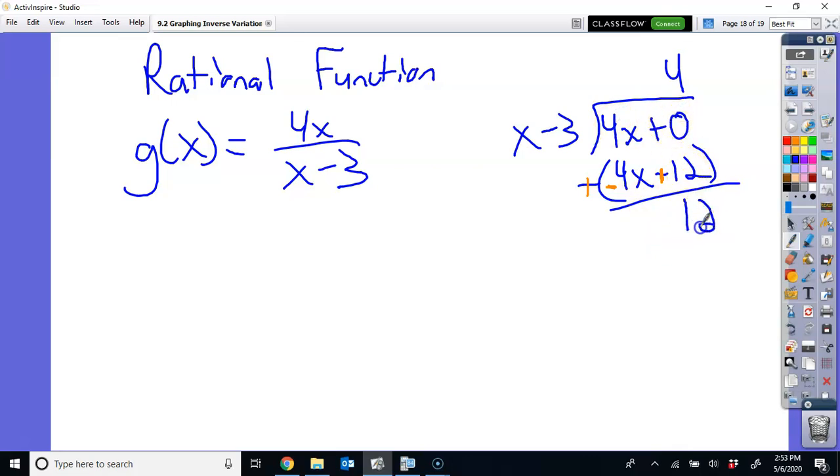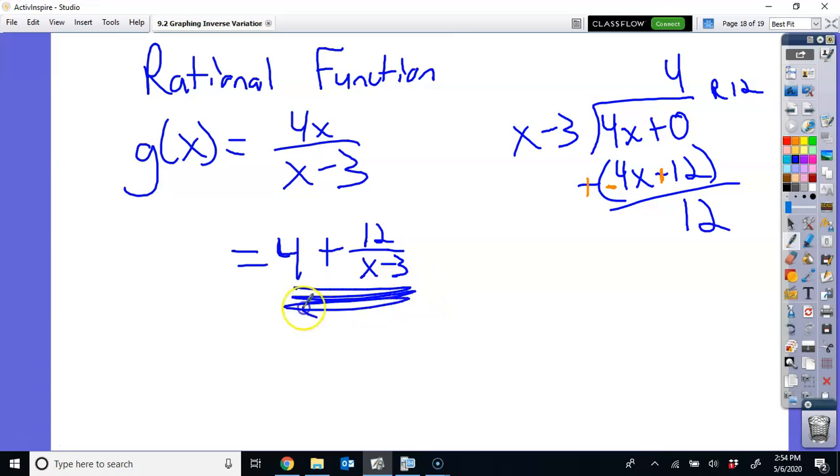0 plus 12 is 12. That's my remainder. Now, when we were doing long division, one of the things I told you is that if you divide those, 4x divided by x minus 3, you get 4, and then plus the remainder over the divisor, excuse me, the thing that you're dividing by on the outside of the house.